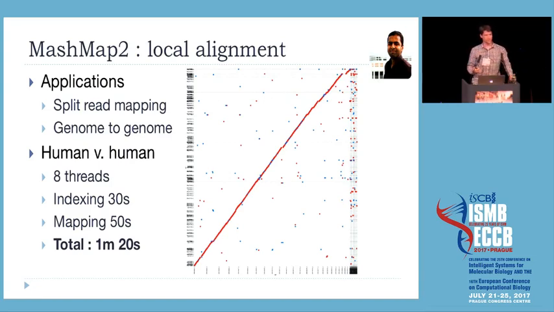You can then use this for split read mapping, or you can even use it to do genome to genome alignment. I just asked Chirag this morning for this example where you take a human reference genome along the x-axis, and you take all of your assembly contigs for your de novo human genome and you want to map them to the reference genome. With his MashMap 2, which we should be releasing within the next few months, running on 8 threads, the indexing takes 30 seconds, the mapping takes 50 seconds for this assembly. So you've got this dot plot in just over a minute of wall clock time.